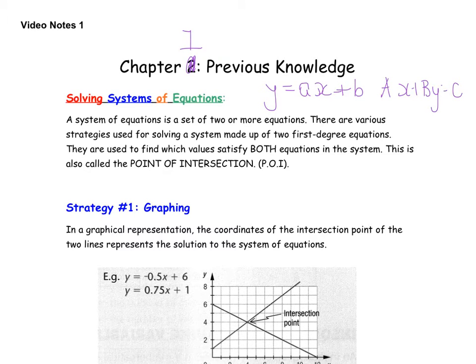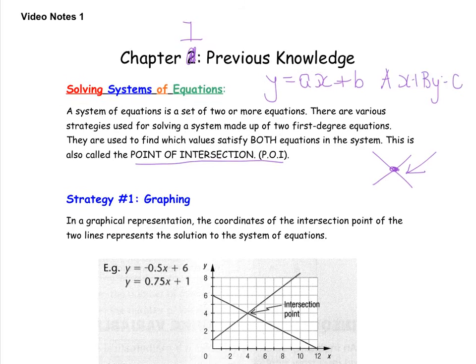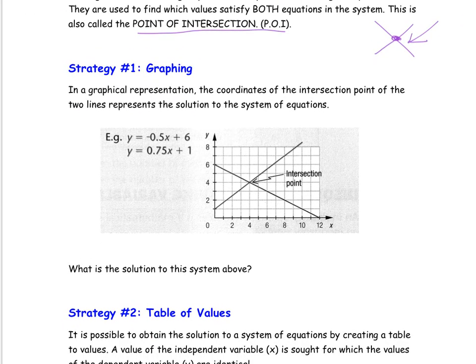There are various strategies used for solving a system made up of two first-degree equations. They are used to find out which values satisfy both. So we are finding the point of intersection. We are finding the point where both lines cross. That is the solution of a system of equations. So there are a couple of strategies that we talked about last year about how to find the point of intersection. The first one's the easiest, graphing.